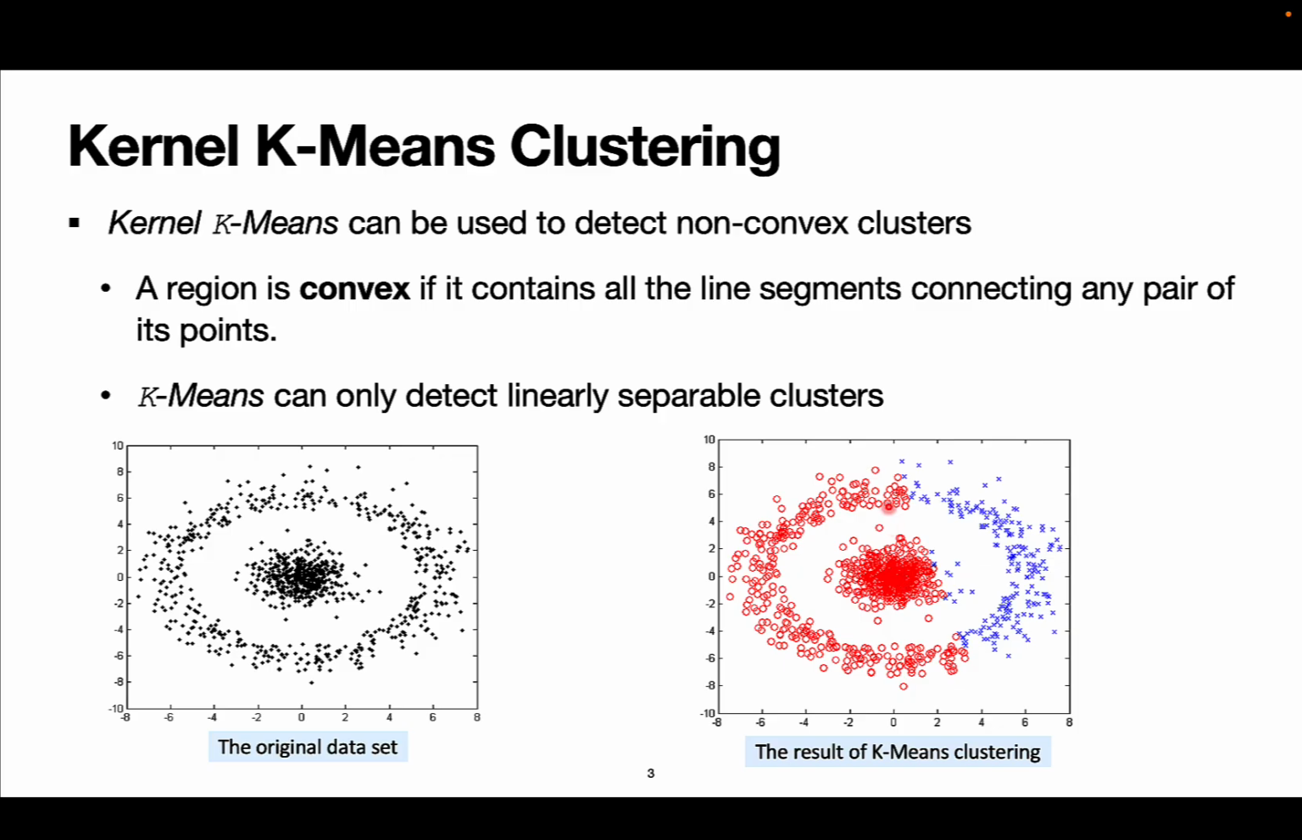It was able to identify part of the outer cluster with most of the inner, then the other part of the outer with a few points from the inner. So it's not able to detect clusters that are not linearly separable.